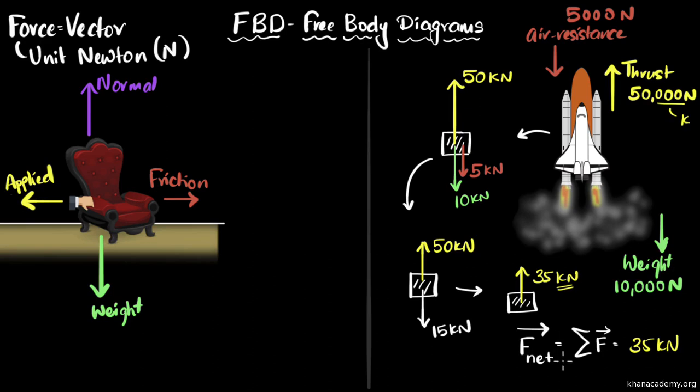And since we're dealing with a vector, it means it should always have a direction. So we should show the direction some way. There are multiple ways to show the direction. The easiest way is to just draw an arrow mark. And so there we have it. That's our net force acting on the rocket.